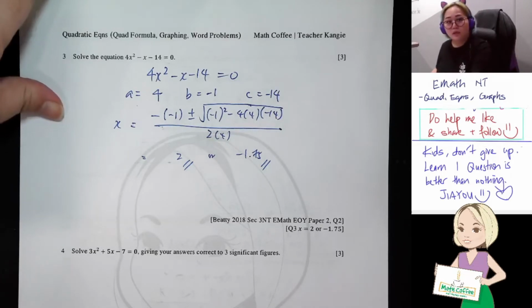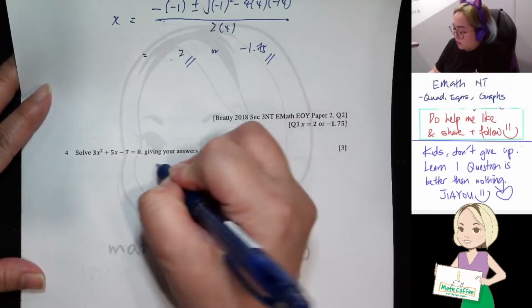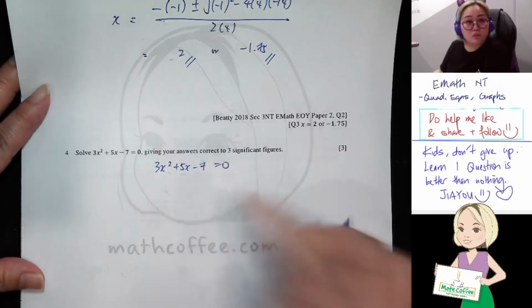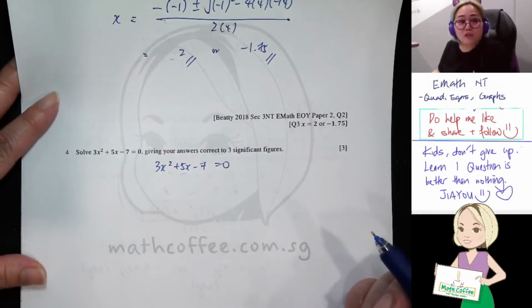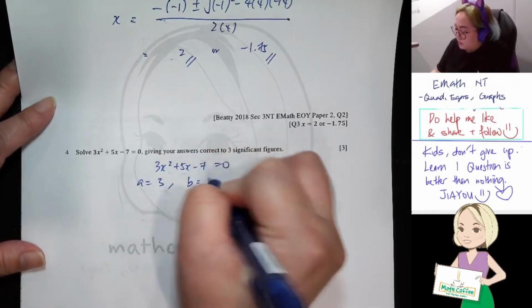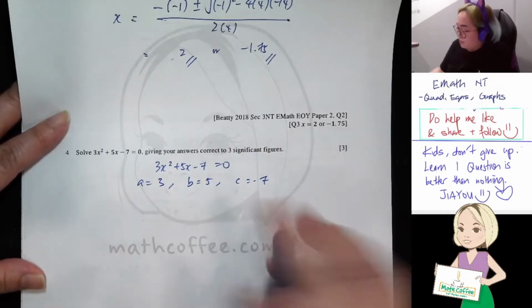Okay, so now let's proceed. Same, this one: 3x squared plus 5x minus 7 equals to 0. So this one is a quadratic equation. Same, write out your A, B, C. My A is 3, my B is 5, and my C is negative 7. Okay, apply the formula.